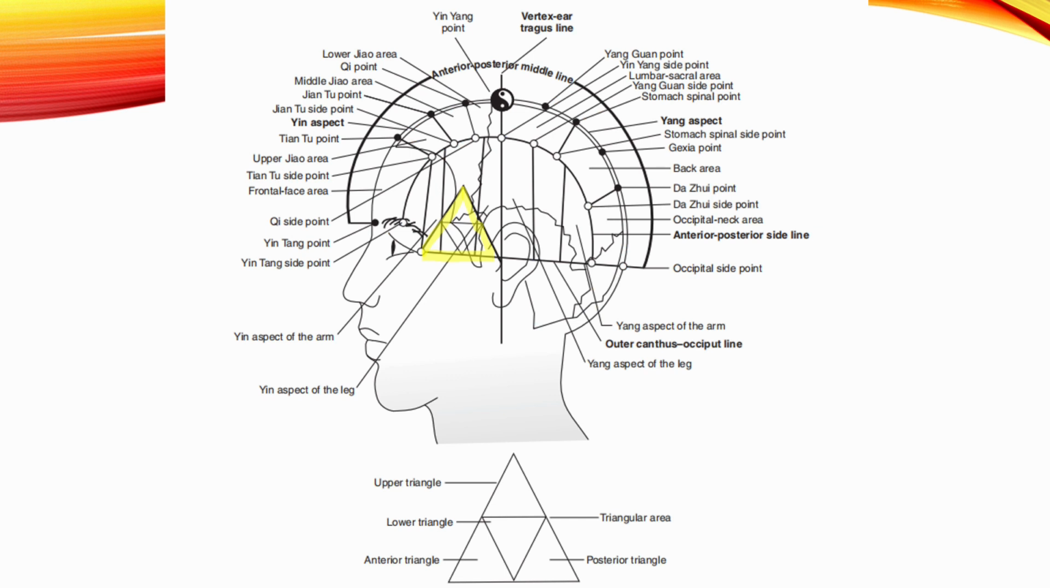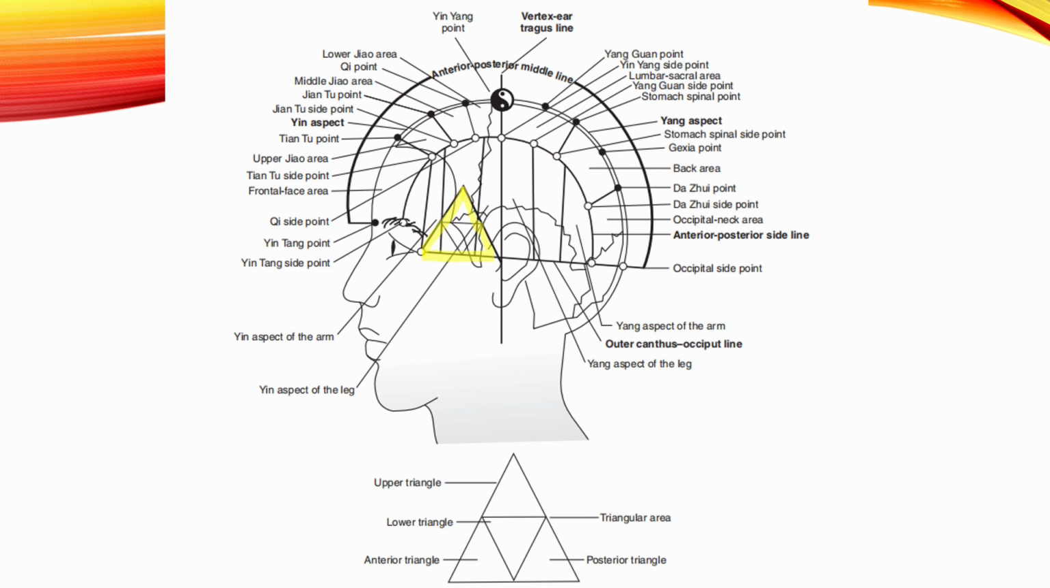Triangular area. Measure from the outer canthus to the vertex ear tragus line. Then, based on this line, make an equal triangle. Connect the midpoint from each line to make 4 equal triangles.